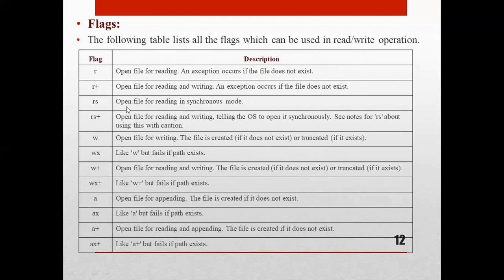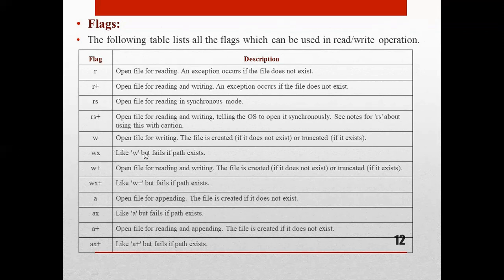Okay, difference between RS and RS plus. RS means open file for reading only, in synchronous mode, and RS plus means open file for reading and writing in synchronous mode. Then W, open file for writing. It will create a new file if that file is not present, or it will truncate the file if that file exists. Then next flag is WX.